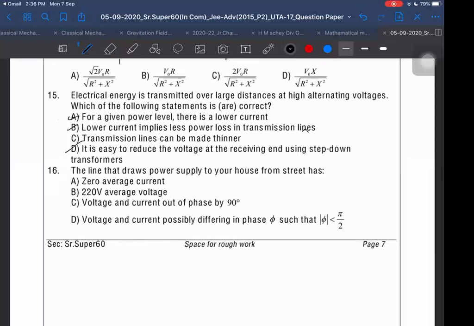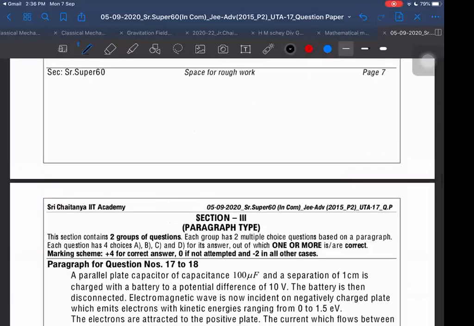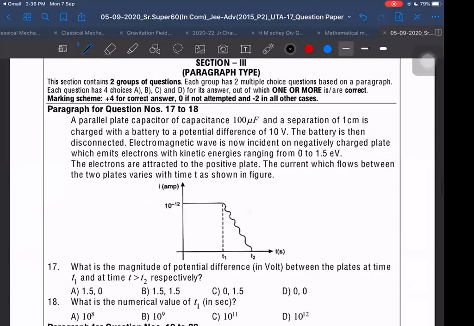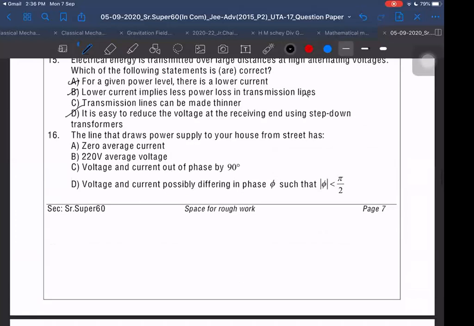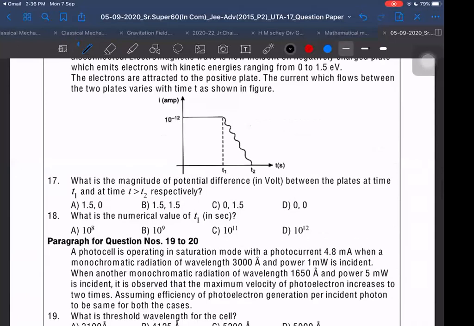Anyway, 16, 17. What? Voice is not clear. 16, 17, 18, 19, 20.